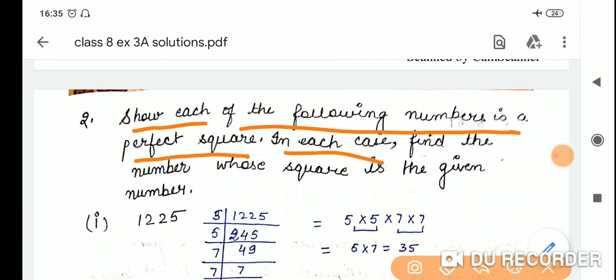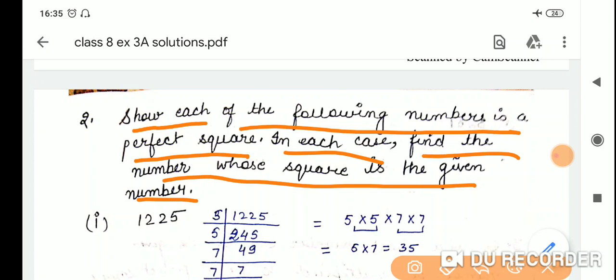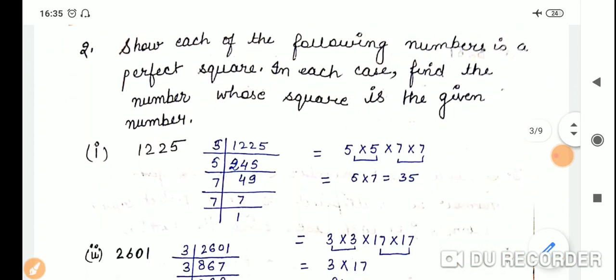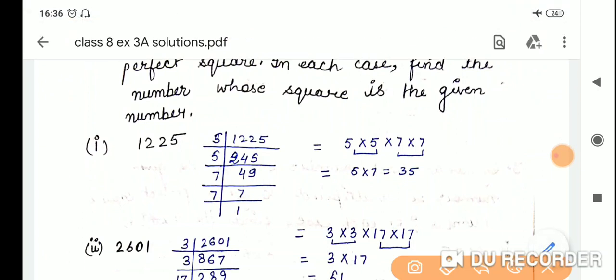In each case, find the number whose square is the given number. We need to find out the number whose square is that perfect square. Understood? Like 1225 है तो 1225 किसका स्क्वायर है वो we need to check out. Okay, so moving further, first part, same procedure by doing the factors.